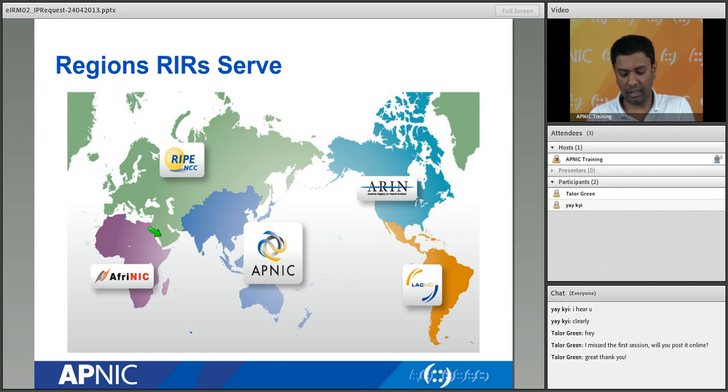Then we have the Internet Registry for Africa. This is the African Internet Registry. Then we have the Internet Registry for Latin America, right? This is LACNIC. Then we have the Internet Registry ARIN, so North America and Caribbean.